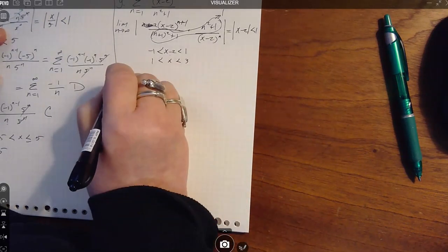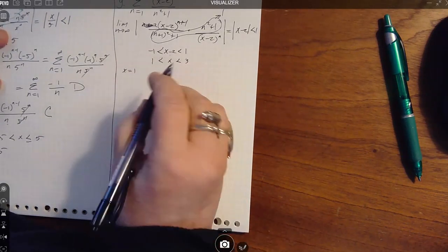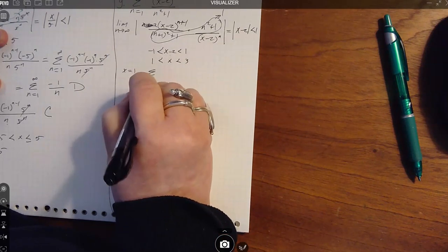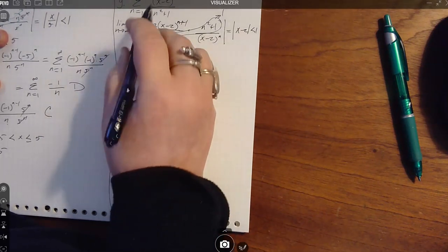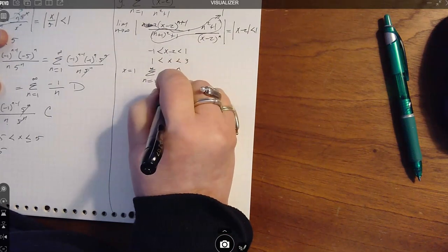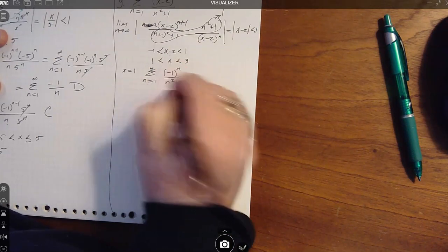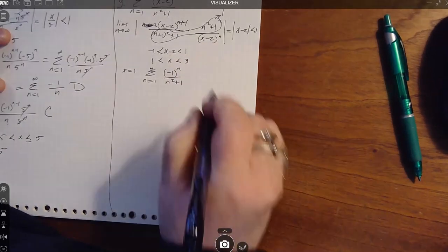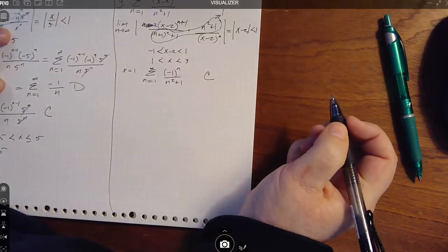Check my endpoints. I have x equals 1. This gives me the summation as n goes from 1 to infinity, 1 minus 2 is -1, of -1 to the n over n squared plus 1. I don't care that it's alternating. My p is equal to 2, so this converges.